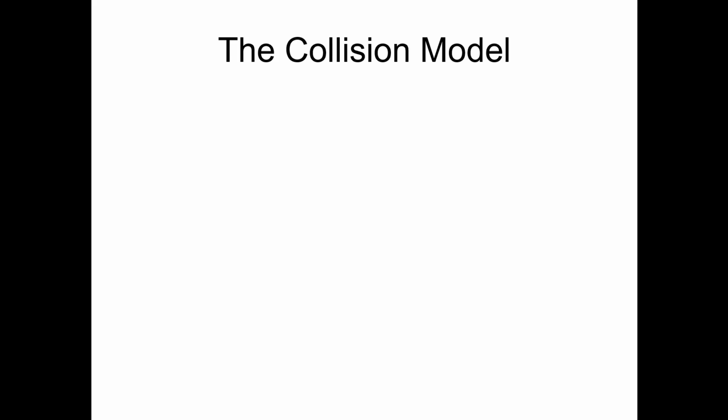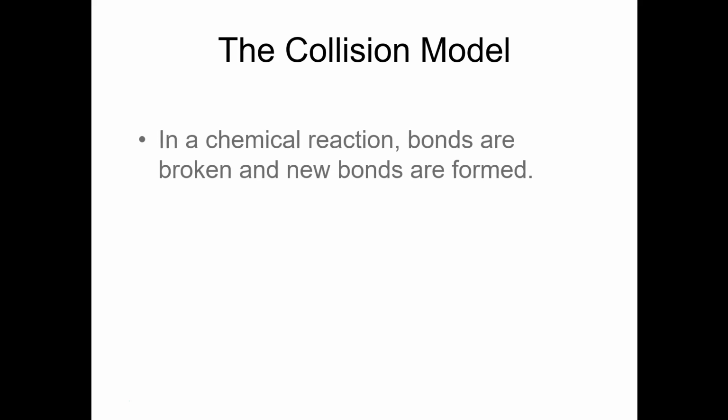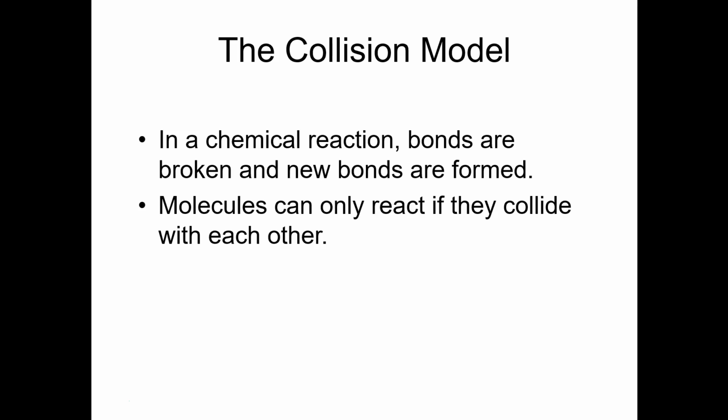In order to think through why this is, we want to talk a little bit more formally than we have so far about what's called the collision model of reaction. We've talked about this, but let me do it in a formal sense in a video. In a chemical reaction, we're going to make bonds and break bonds. For that to happen, generally two reactants are going to have to collide with each other, unless it's a unimolecular step. They can only react if they collide with each other.